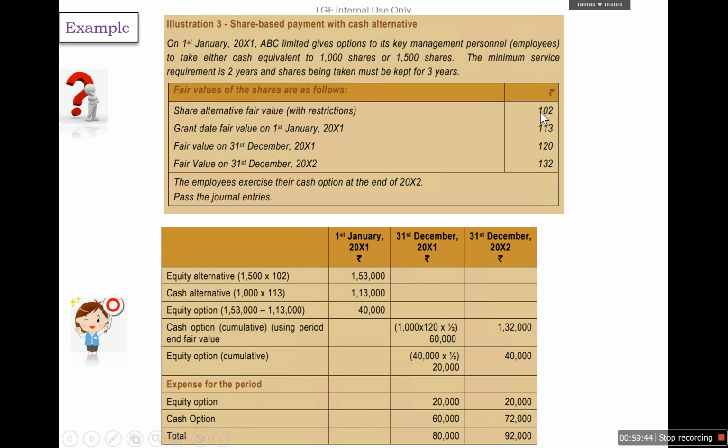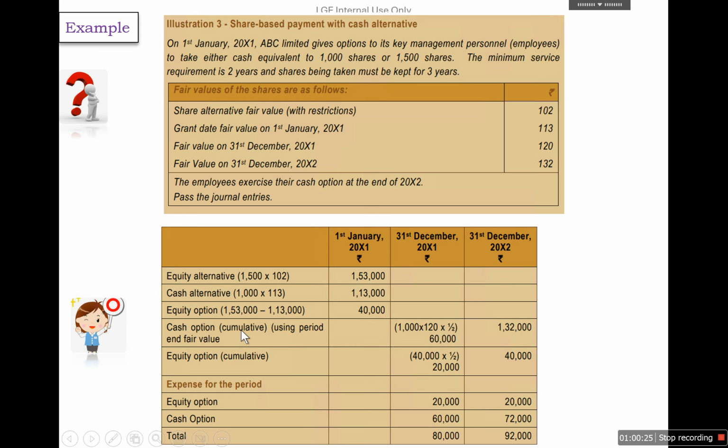So first we need to find out the compound value of the instrument. So equity instrument 1500 into 102, the value is 1,53,000. And if they opt for the cash, it will be 1000, and fair value is 113 without restrictions. So it will be 1,13,000. So the equity option is equity alternative minus cash alternative, that is 40,000, and it will be vested in 2 years, 20,000 each, because vesting period is 2 years.